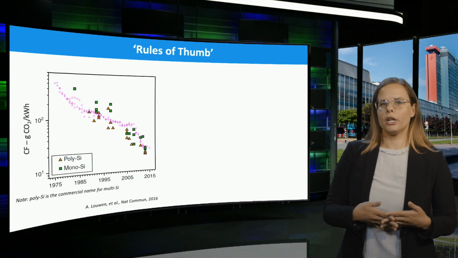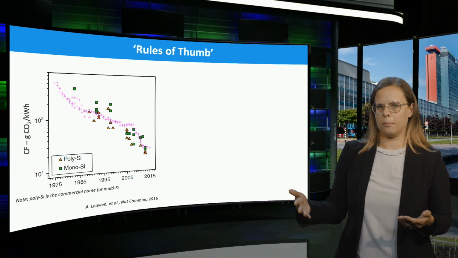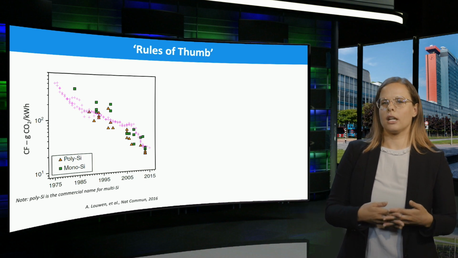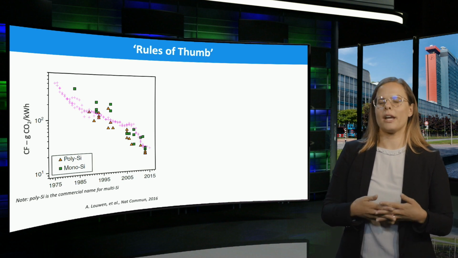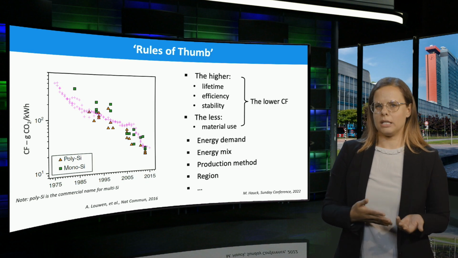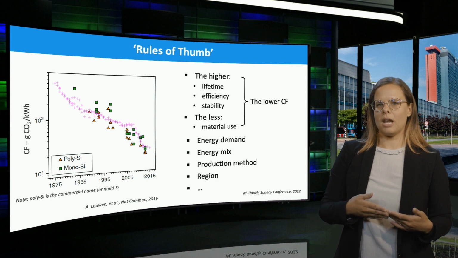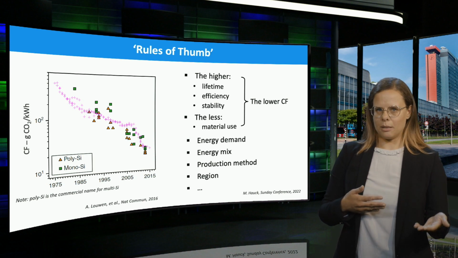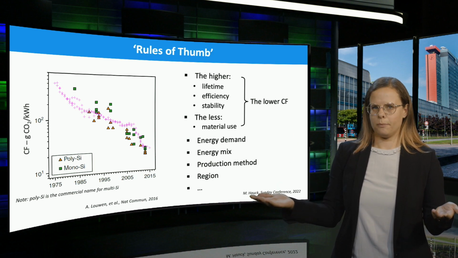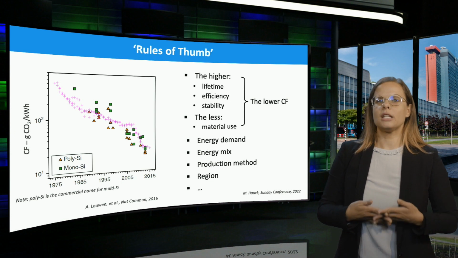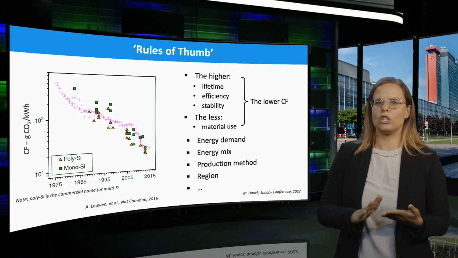Here we see a historical development of greenhouse gas emissions from silicon PV electricity over time. A clear reduction trend can be observed. The analysis of the corresponding influencing factors can be quite complex. For simplicity, we may use the so-called rule of thumb. The higher the PV system lifetime, PV module efficiency and stability, and the less material use, the lower the carbon footprint will be. Besides, the carbon footprint is influenced by factors such as energy demand, energy mix, production method, region, and so on.